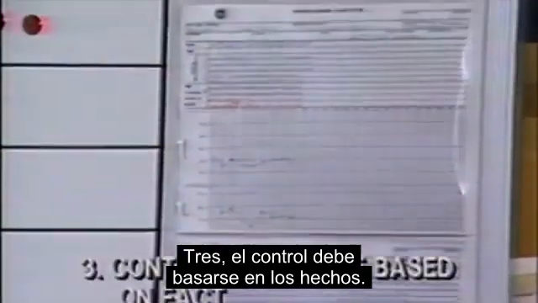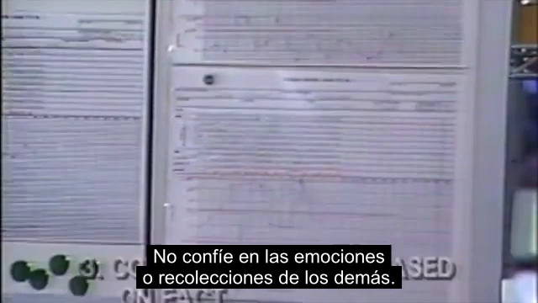3. Control must be based on the facts. Investigate the data available and look at each problem firsthand. Don't rely on the emotions or recollections of others.